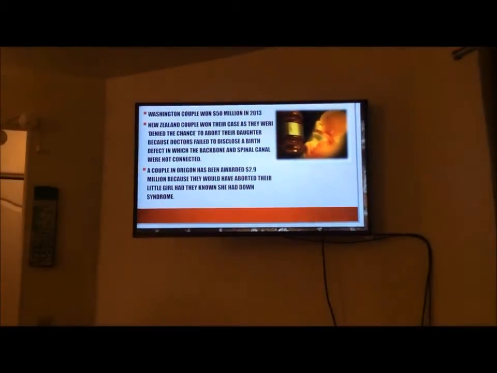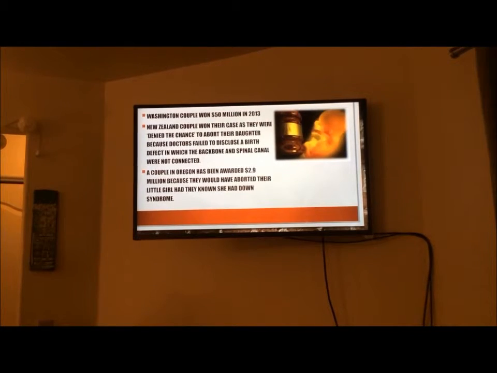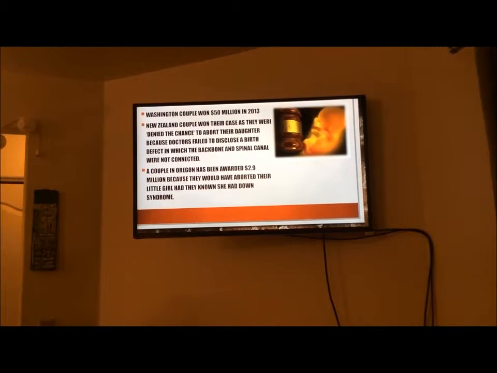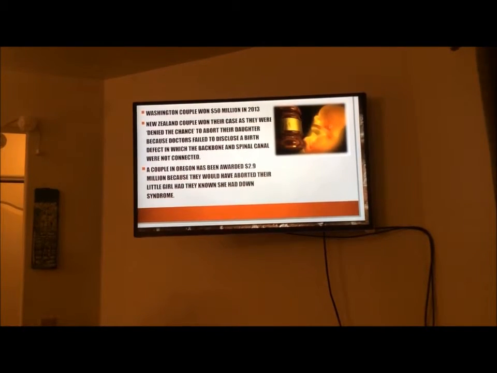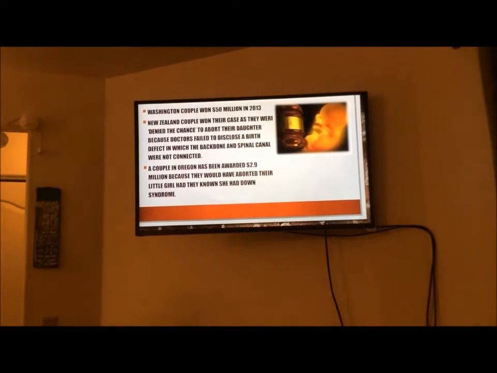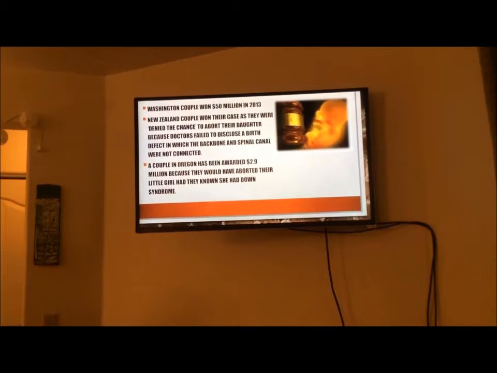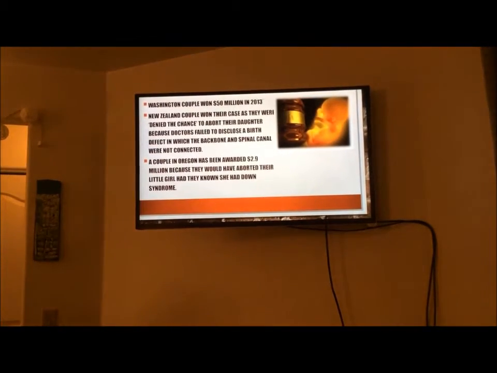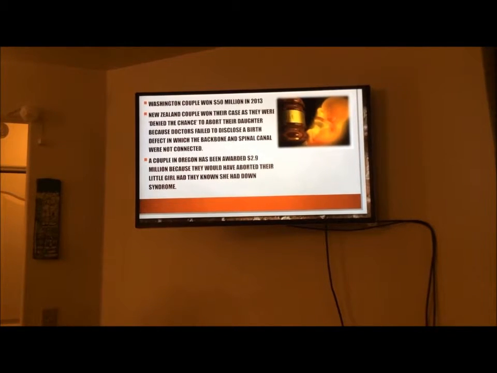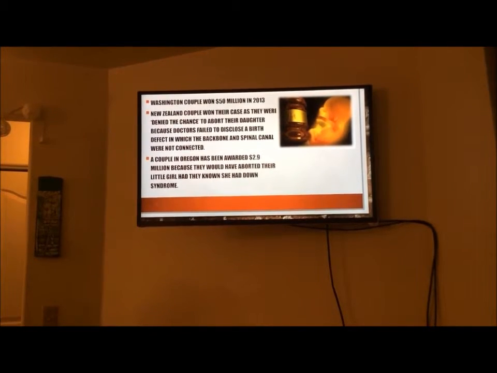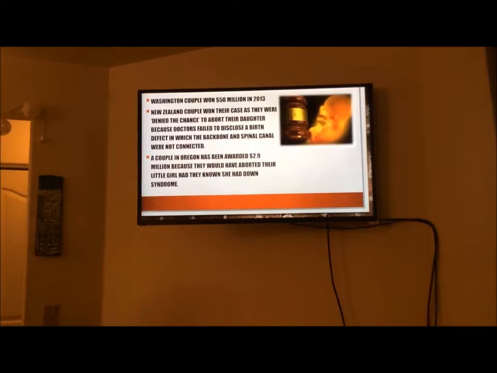In Washington, a couple won $50 million in the wrongful birth case over their son who was born with a rare chromosomal disorder. Another couple in New Zealand won their case at a federal appeals court because they would have aborted their little girl had they known she had spina bifida. And in Oregon, a couple has been awarded $2.9 million because they would have had an abortion if they had known their daughter was going to be born with Down syndrome.